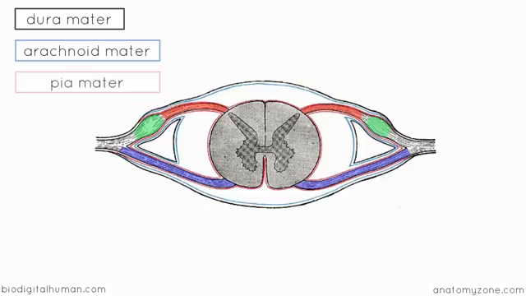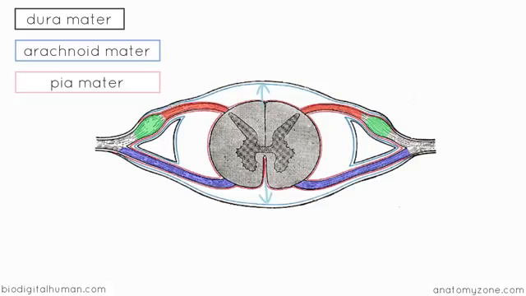So just like in the brain, the dura mater is this tough, fibrous outer covering which loosely envelops the spinal cord. So these meninges are actually continuous with the meninges of the brain. So you can see in this diagram, the black line represents the dura mater. So this goes around the outside of the spinal cord and its structures that are associated with it. And then the light blue line represents the arachnoid mater.